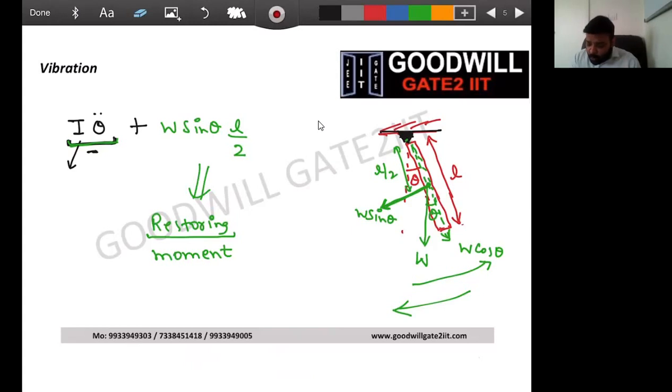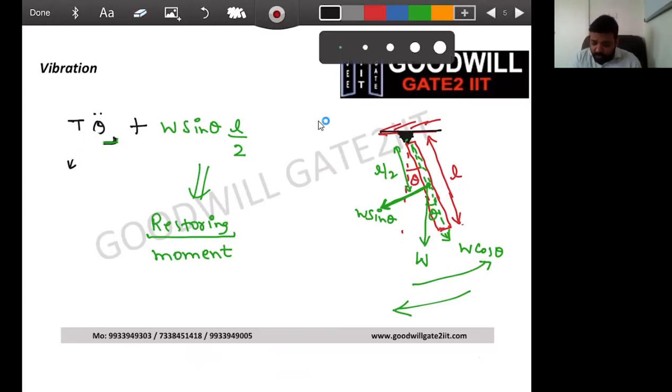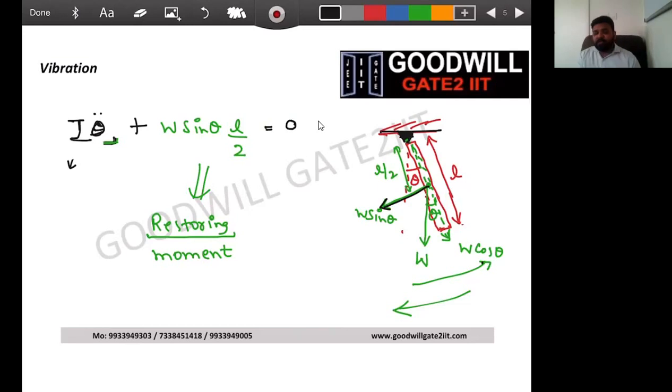I'll come to that. So if you see in the system, you have considered the inertial term. You have considered the W sin theta into L by 2 term. W cos theta is not doing anything. And I'm talking simply about calculating the natural frequency. So I'm not considering any damping. I'm not considering any force on the system. And hence, the equation turns out to be this.